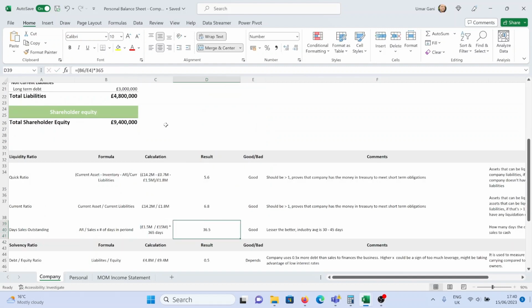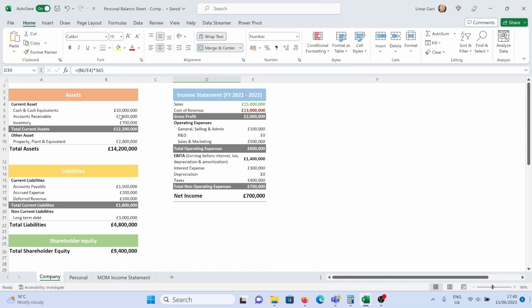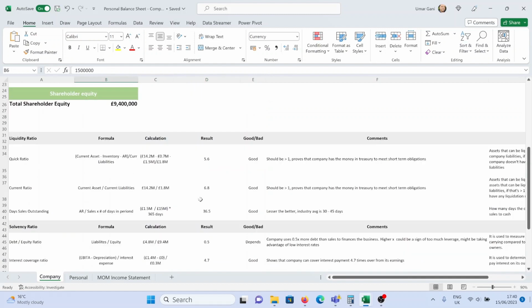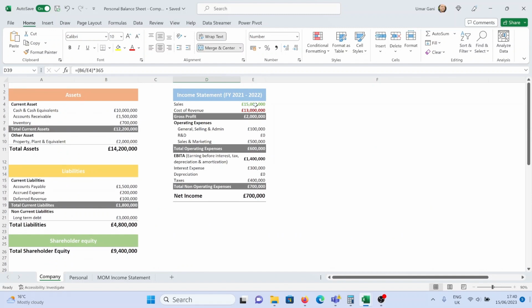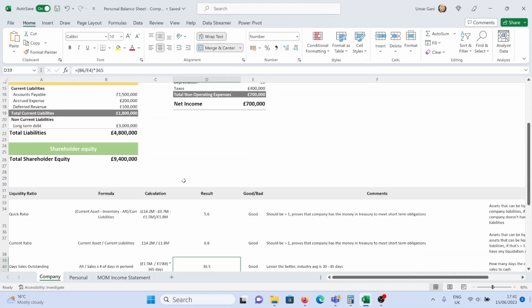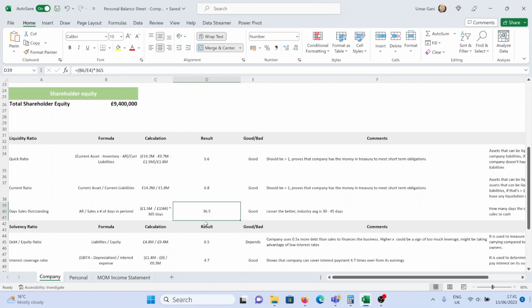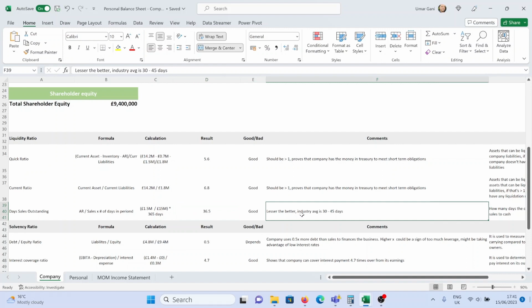So if you notice, that is B6 divided by E4, multiplied by 360. Right. So on average, the company takes 36 days to collect the cash for the product they've supplied to their customer. The industry average is anything between 30 to 45 days, which is good.